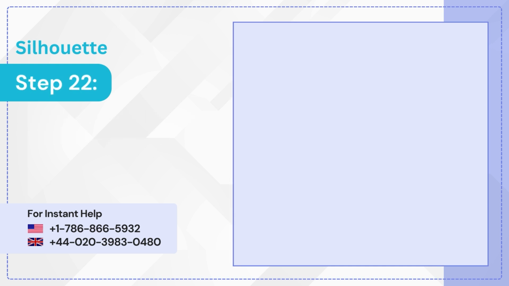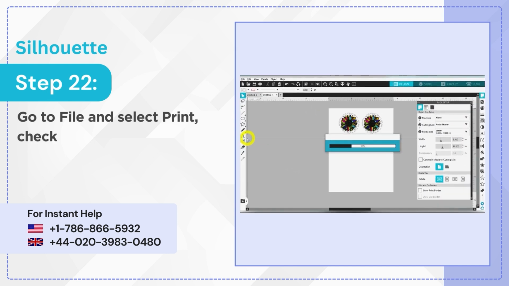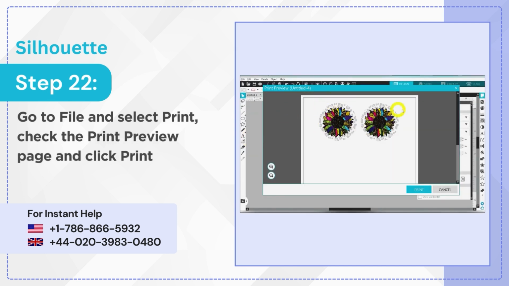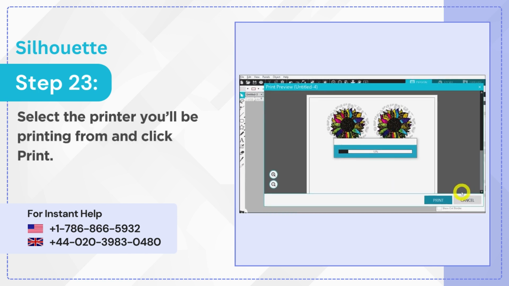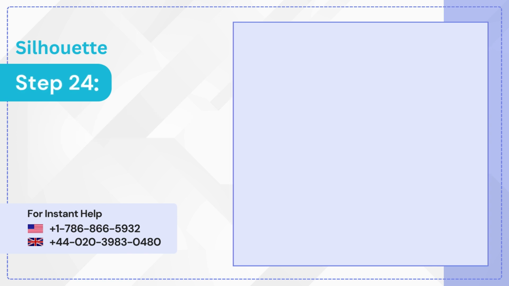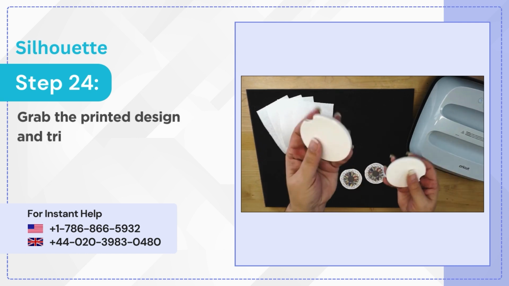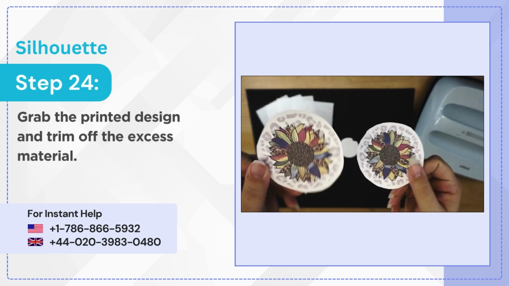Step 22. Go to File and select Print. Check the Print Preview page and click Print. Step 23. Select the printer you'll be printing from and click Print. Step 24. Grab the printed design and trim off the excess material.